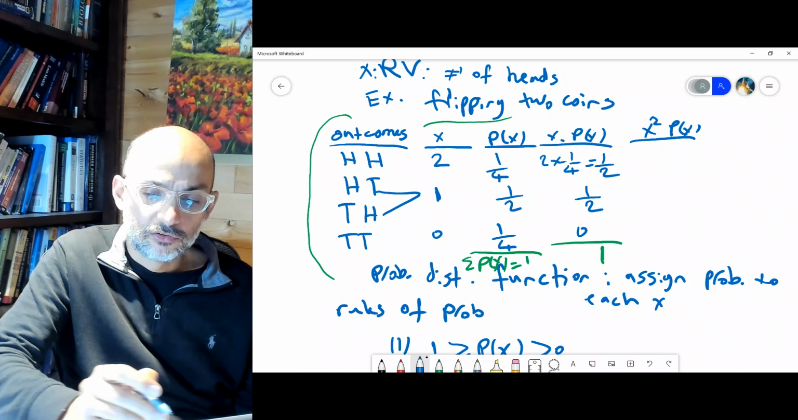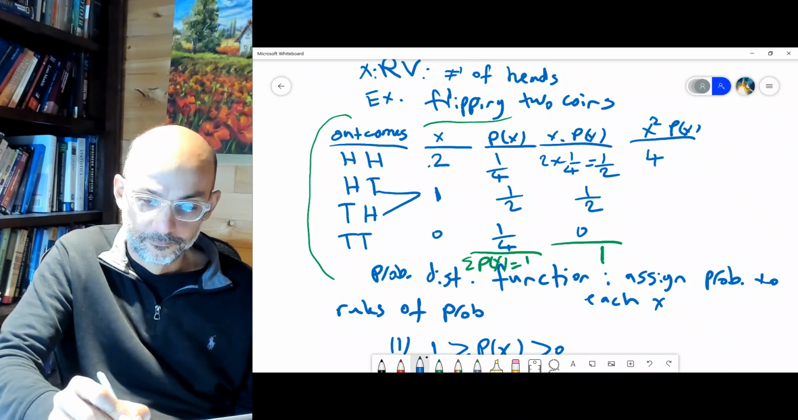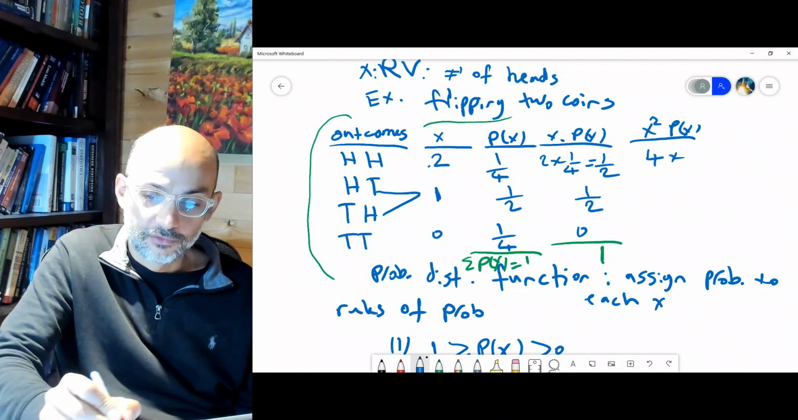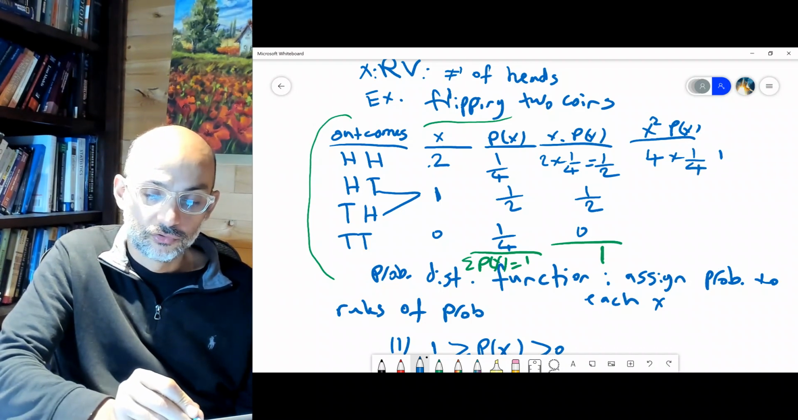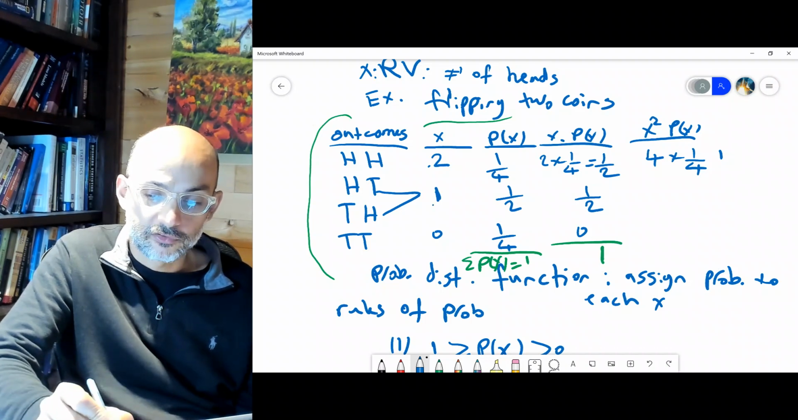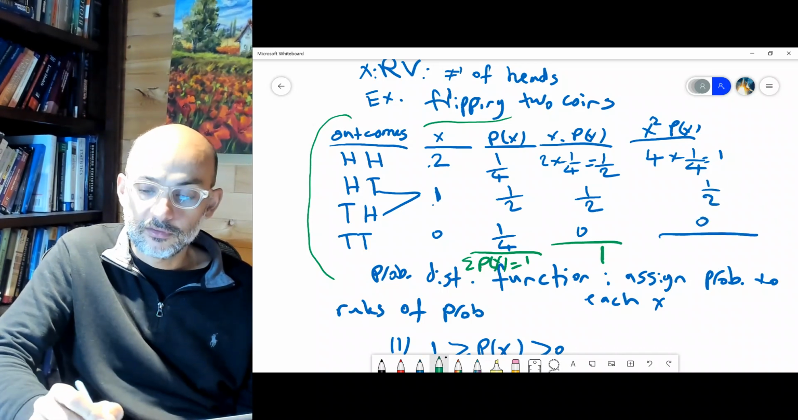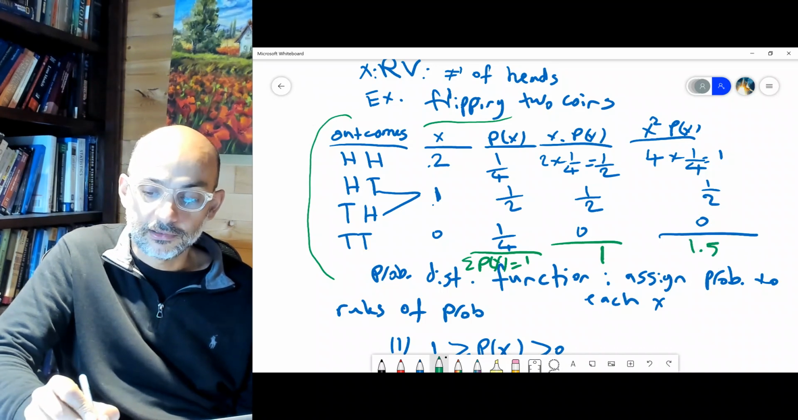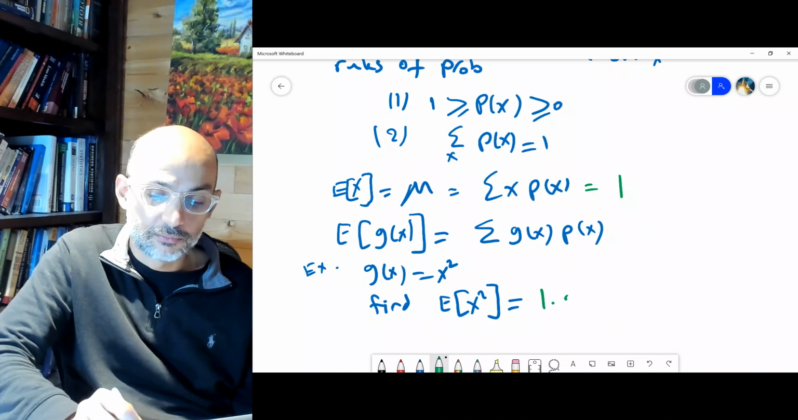So all you need to do, you take 2, raise it to 2, it's 4, multiplied by 1/4, which is 1. Now 1, you raise it to 2. This one, you raise it to 2. You multiply it by 1/2 here. Here is 0. So now if you sum these up, it will be 1.5, right? So for our example here, it is 1.5.